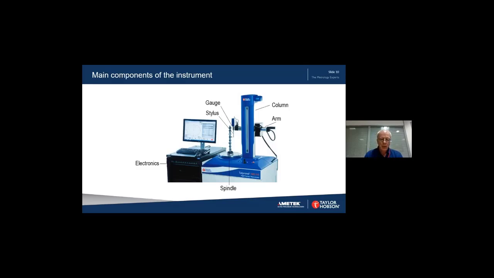For the rest of this presentation, we're going to focus on the most common type of roundness instrument, the rotating workpiece instrument. In this image, the main components of the measuring system can be seen, and we'll look at some more of those in more detail in the next few slides.